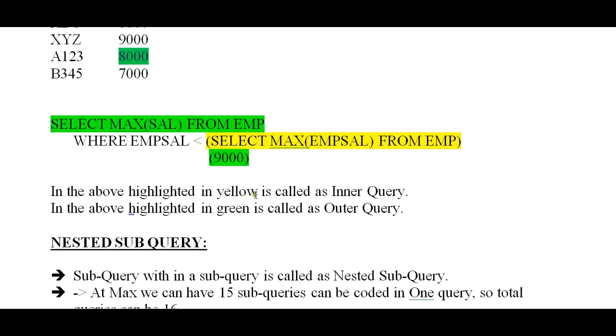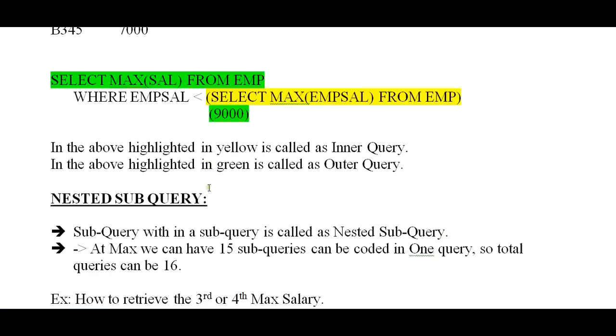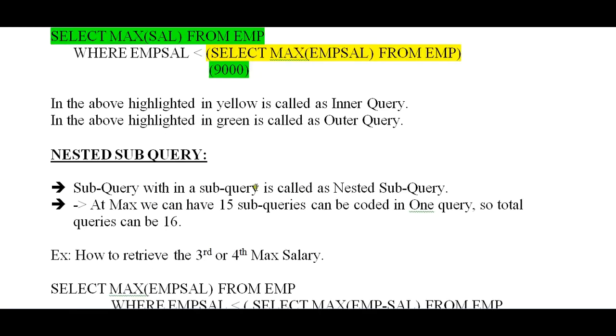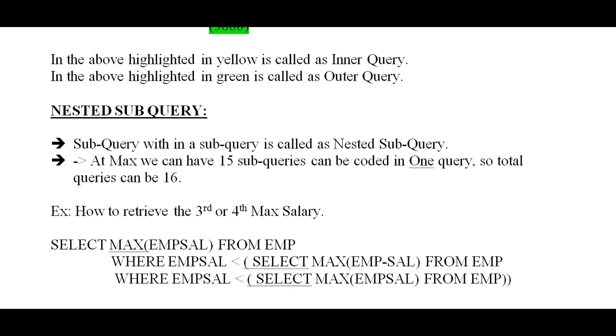In the above, the one highlighted is called the inner query, and the one highlighted in green is called the outer query. Okay, let's see a nested subquery. A subquery within a subquery is called a nested subquery. At max we can code 15 subqueries in one query, so the total could be 16.